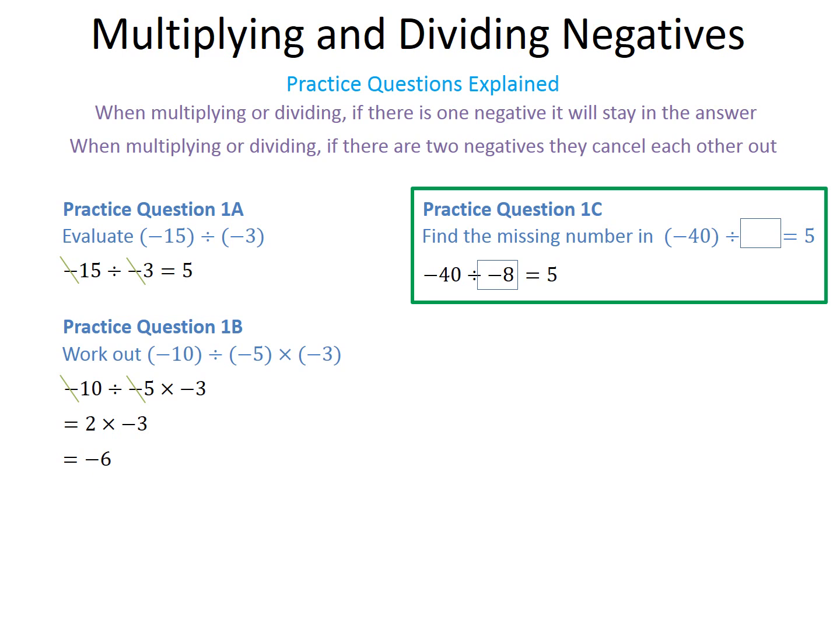And in the last one, I found the missing number in negative 40 divided by something equals 5. And so I just did 40. What do I have to divide 40 by to get 5? That was the first thing to work out, and I worked out that was 8. Just using your times tables, or hopefully you can just do that in your head. And then the trick was, though, that there's no negative in the answer, but there is one in the question here, which means we have to put another one in there so it cancels out that one there, so there won't be one in the answer.